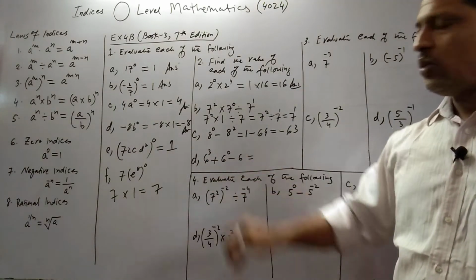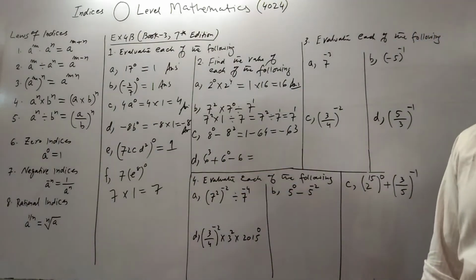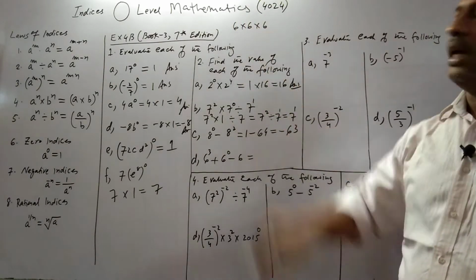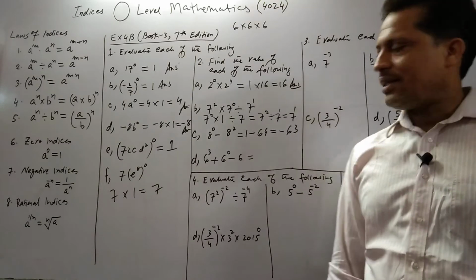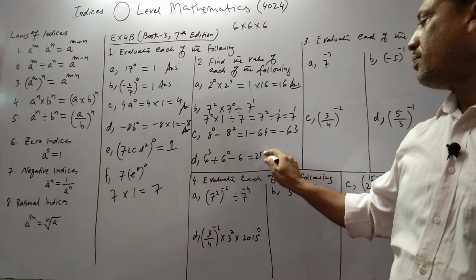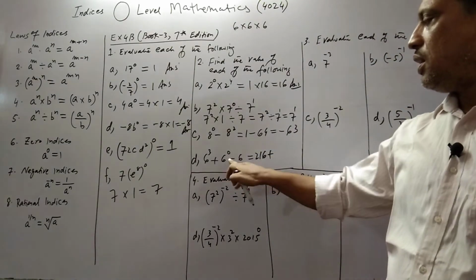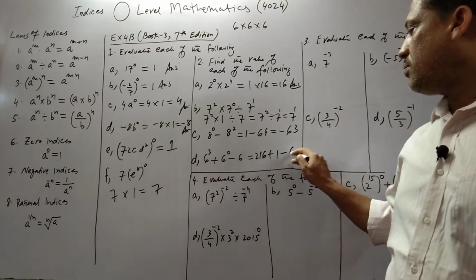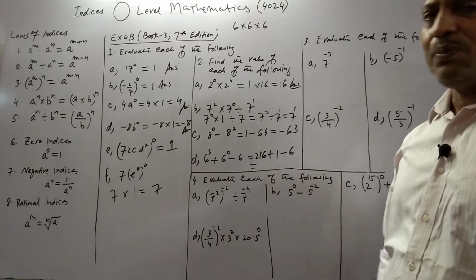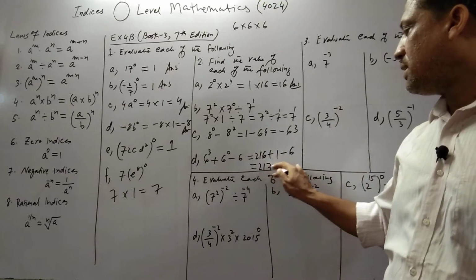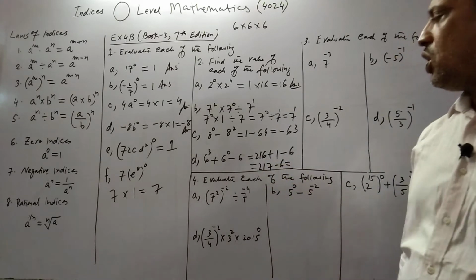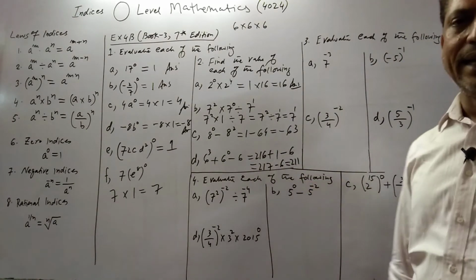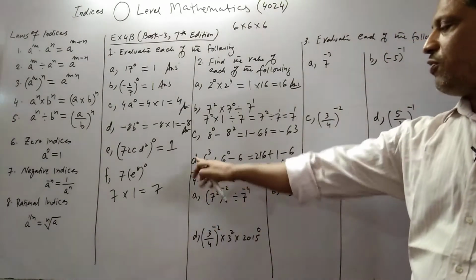D. 6 to the power 3. 6 to the power 3 means 6 into 6 into 6. 6 6s are 36. 36 6s are 216. Plus something to the power 0 is always 1, minus 6. 216 plus 1, 217 minus 6. 217 minus 6, 211. So 211 is the final answer of part D.